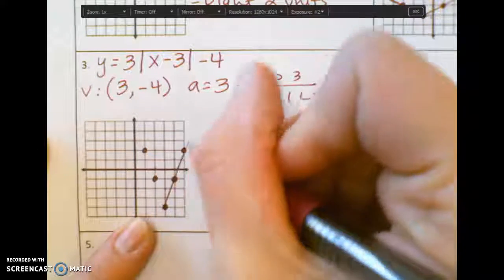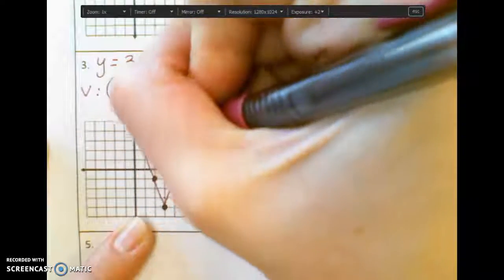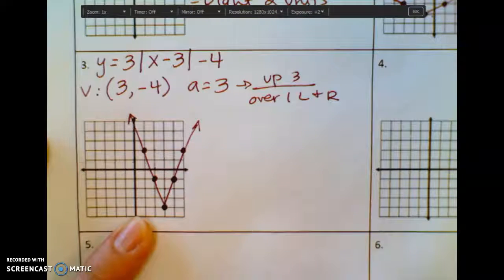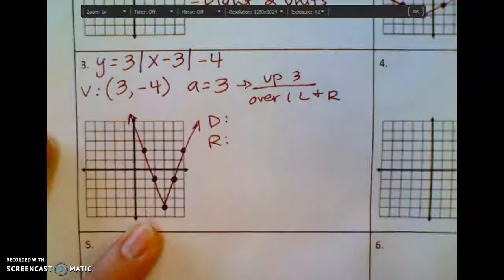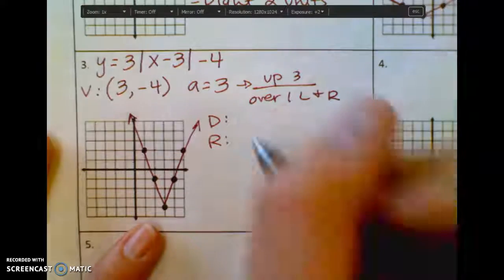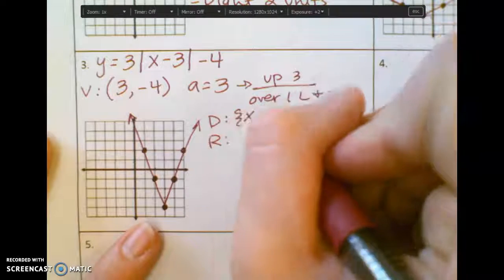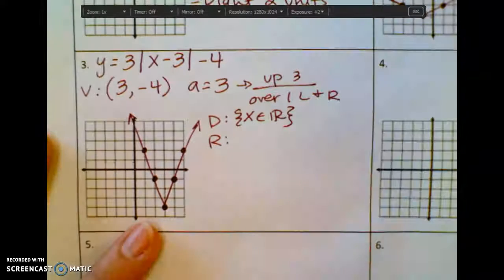So here's my function. Make sure that it is some type of V shape. And let's do our domain and our range. We are in the section where we're doing set builder notation. So what's our domain every single time? It is all real numbers. So in set builder, that's x is an element of the reals.